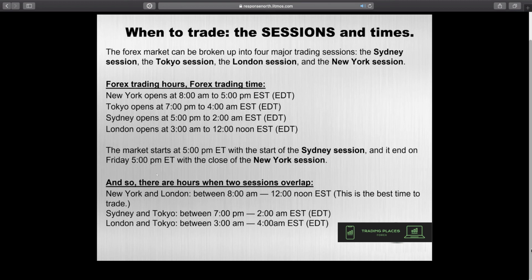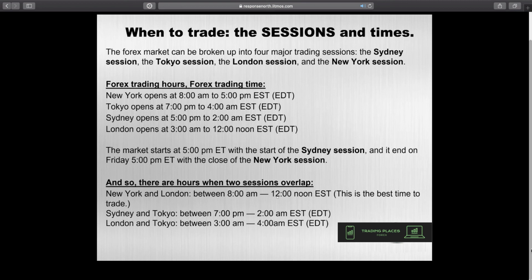So given that, we know that there are hours when the 2 sessions overlap. For example, the New York and the London are both open from 8 a.m. Eastern through 12 noon Eastern when the London closes. This is the best time to trade. This is when you have the best flow, the best volatility, the highest volume, the tightest spreads. This is when you get moves.